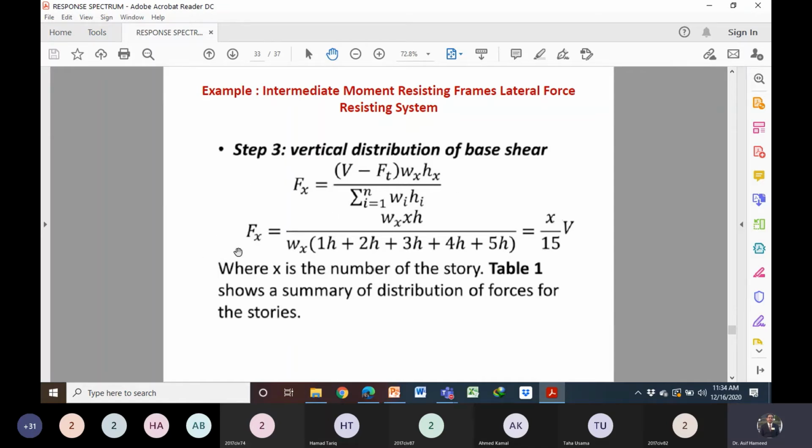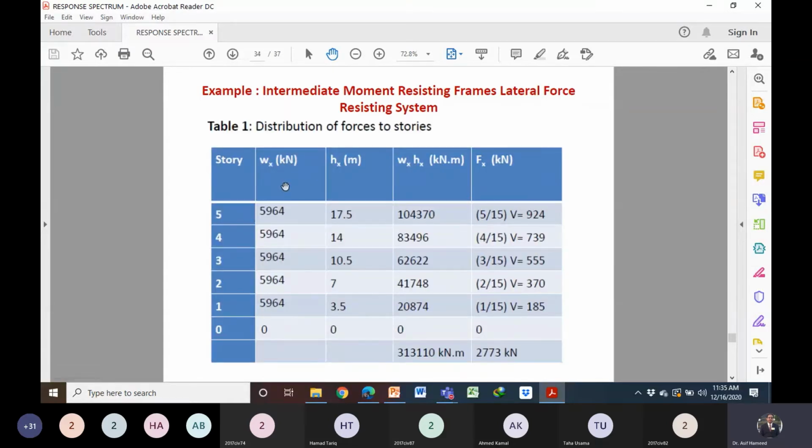So for this particular case, the lateral force is equal to x over 15 times V, where x is the number of story. We have the weight of the different floors, which is the same for each floor. Height from the base for the different floors: 3.5, 7, 10.5, 14, 17.5. Then we have the product of weight and height. If the story height and the weights are different, this table is very useful. But in this particular case, there's no real usefulness of this table. Anyhow, this is a format. By using this kind of table, you can easily calculate the forces at the different levels.